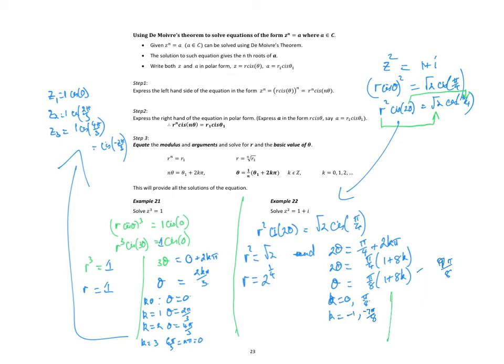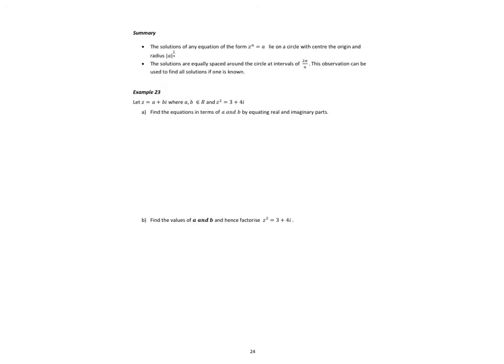So my solutions are Z1 is equal to 2 to the quarter cis 0. Z2 is equal to 2 to the quarter cis negative 7 pi on 8. Okay, so it's just a gradual process. We're covering a fair chunk of the complex course over this little period. So just stick to the process, write everything in polar form, and everything's a little bit easier to manipulate.